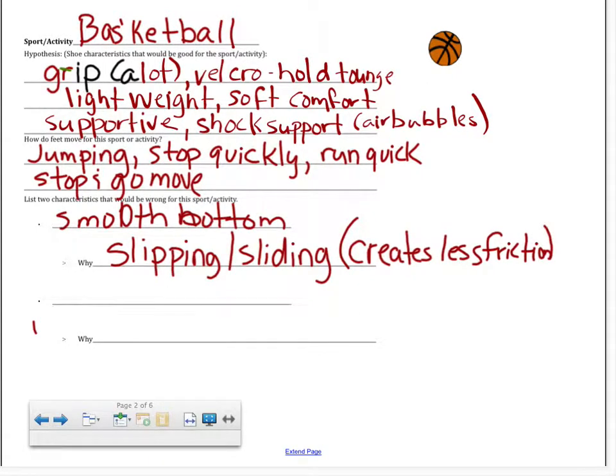Good. What's another characteristic that would not work for this shoe, Marquise? Heavy shoe. Why, Marquise? Because you can't jump as high, you can't run as fast.